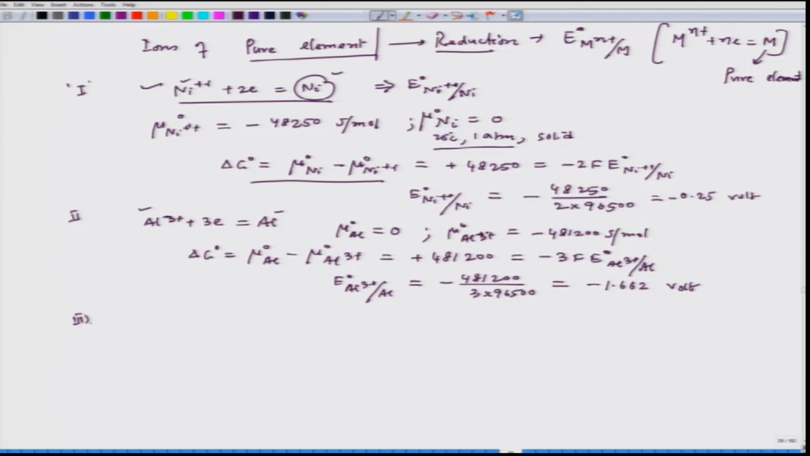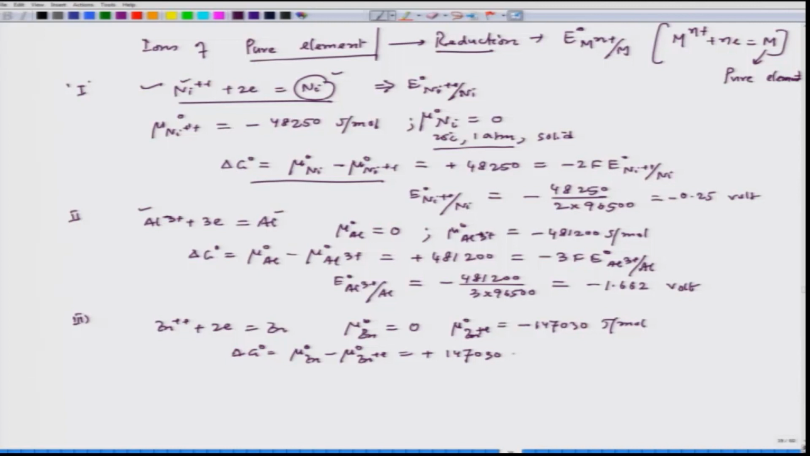We can also get it for zinc, where mu 0 of zinc solid is equal to 0 in standard state, and mu 0 of Zn2+ in aqueous solution becomes minus 147,030 joule per mole. So again we get the value like that.